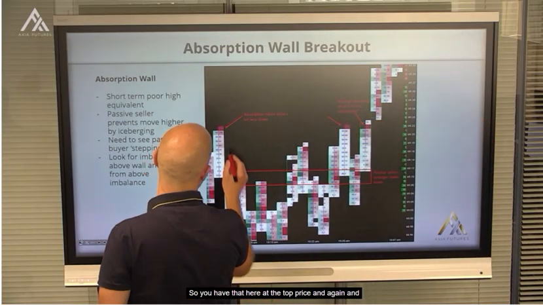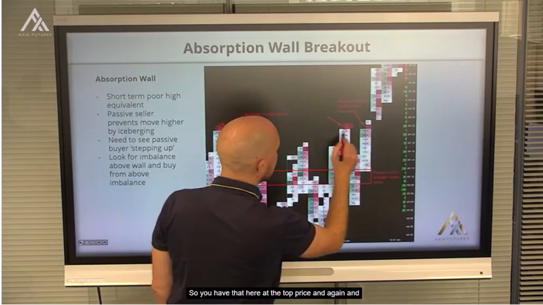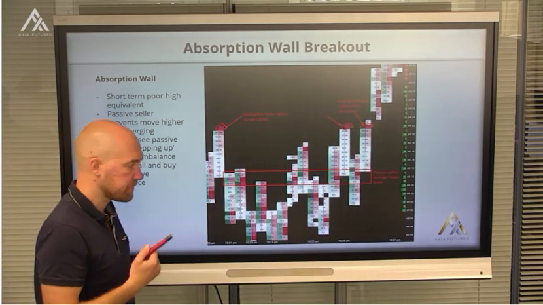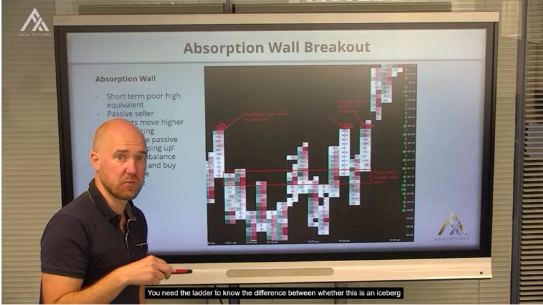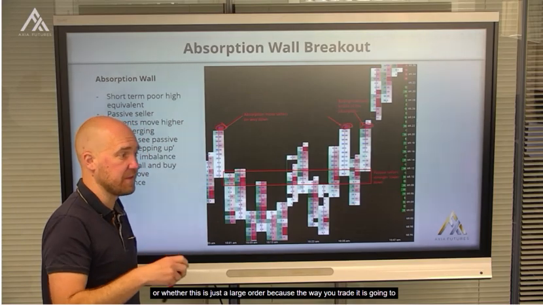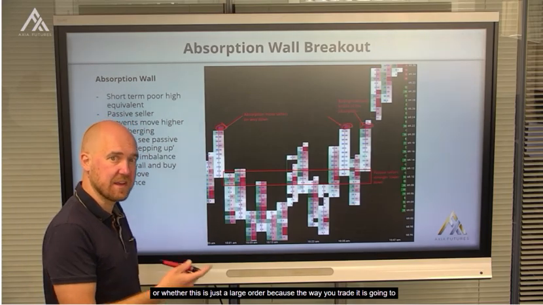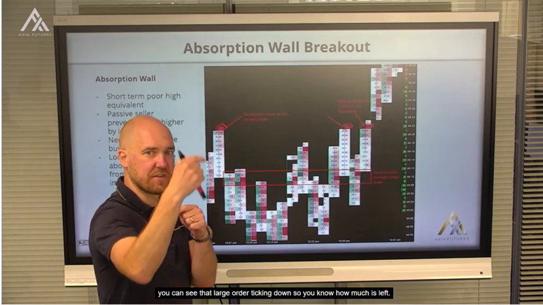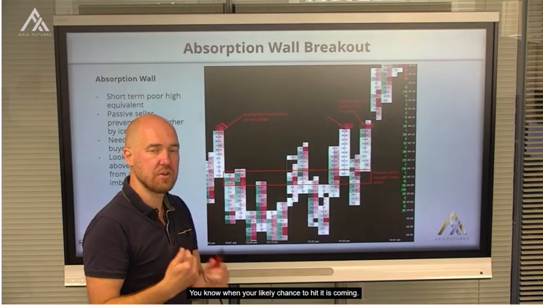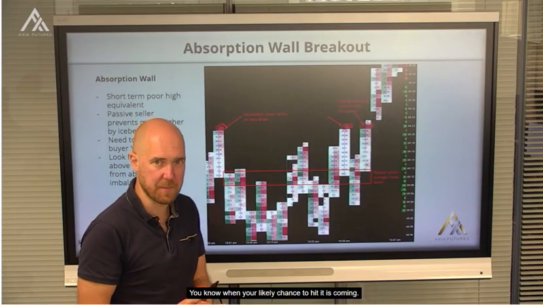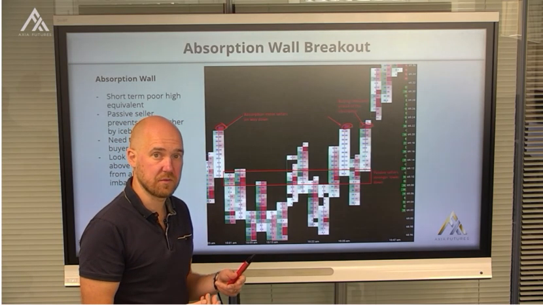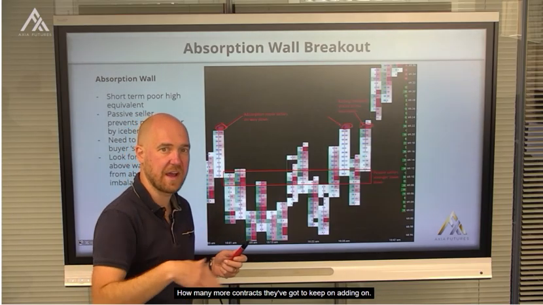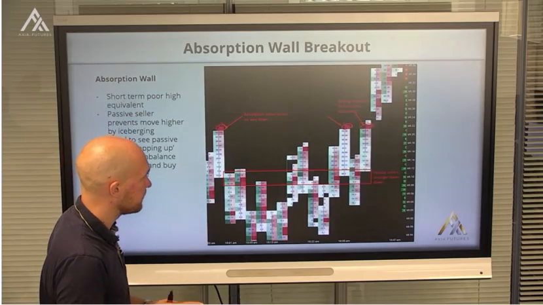So you have that here, at the top price, and again, 300, 600s in oil at one price. You need the ladder to know the difference between whether this is an iceberg or whether this is just a large order, because the way you trade it is going to vary. If it's a large order, you can see that large order ticking down. So you know how much is left, you know when your likely chance to hit it is coming. If it is an iceberg, you don't. You don't know how many times they're going to reload that, how many more contracts they've got to keep on adding on. And this is where Footprint's helpful.